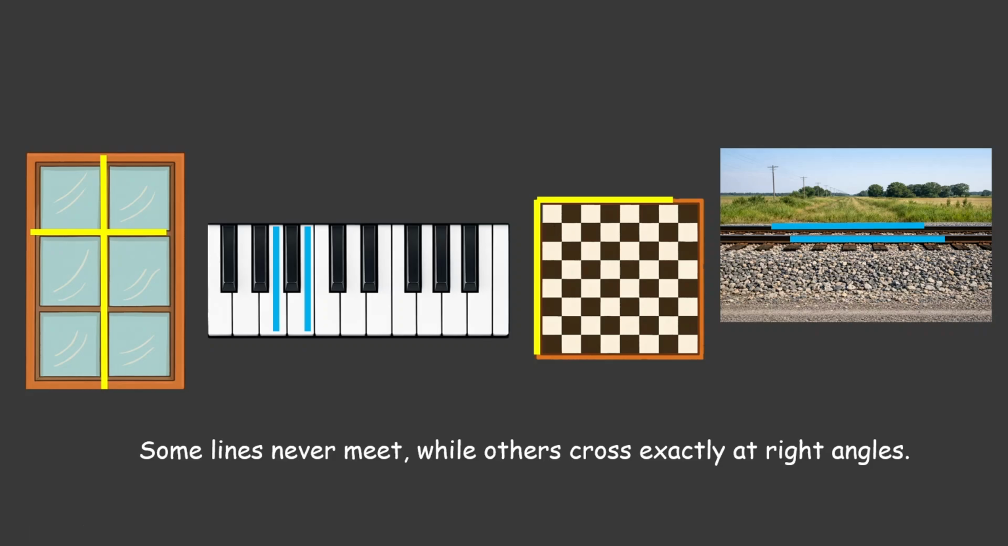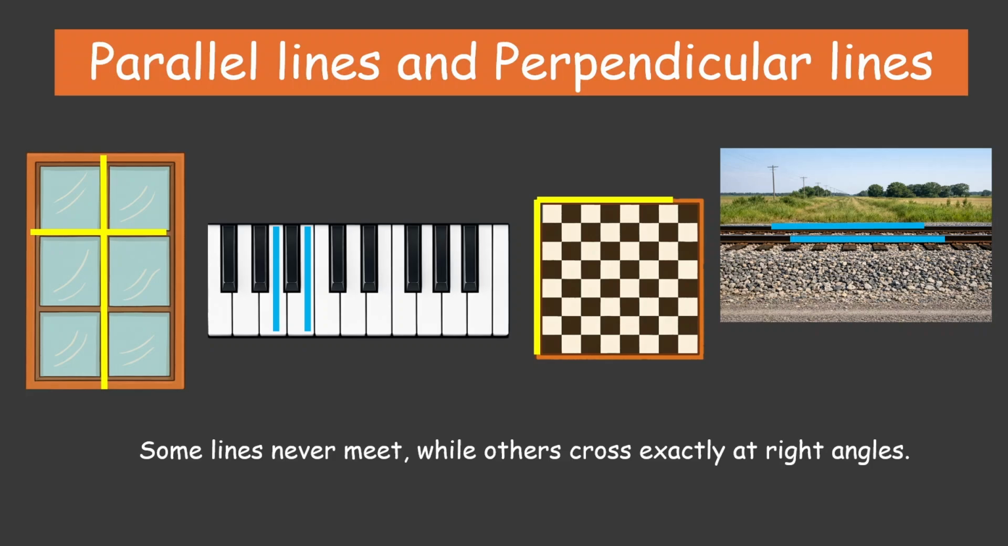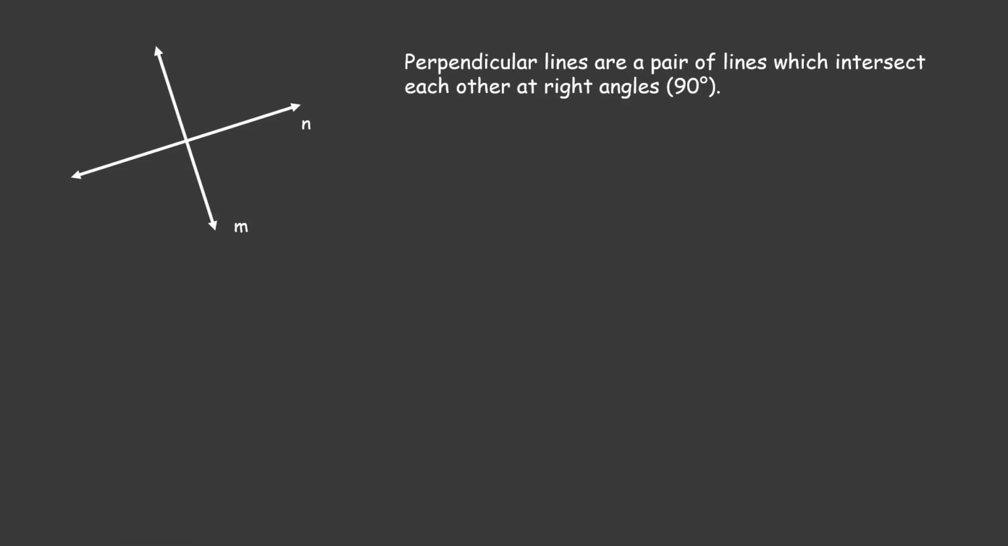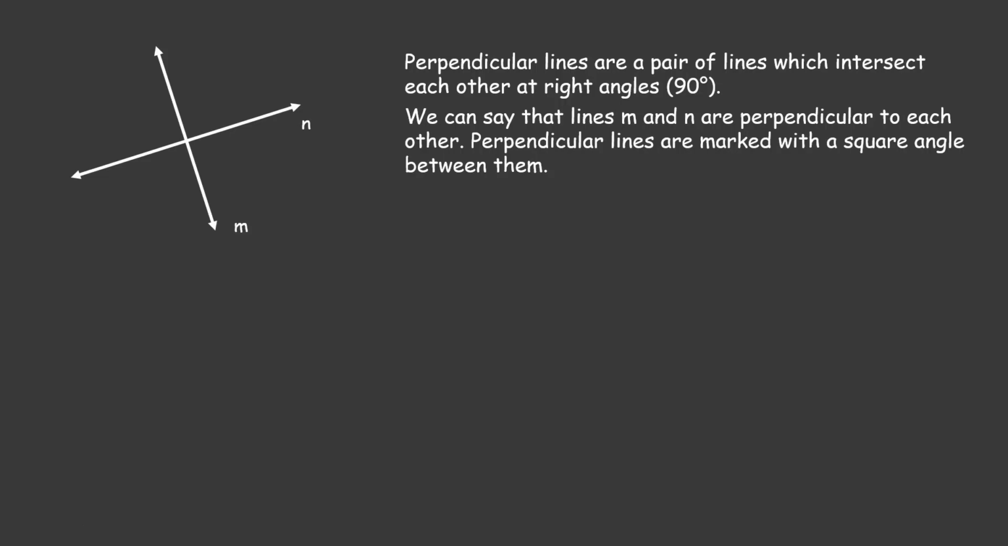Today, we'll explore these two important ideas in geometry: parallel lines and perpendicular lines. When two lines intersect and all four angles are equal, that means each angle must measure 90 degrees, right? Such lines are called perpendicular lines. Perpendicular lines are a pair of lines which intersect each other and make right angles or 90-degree angles. We can say that over here lines M and N are perpendicular to each other. Perpendicular lines are marked with a square angle between them.